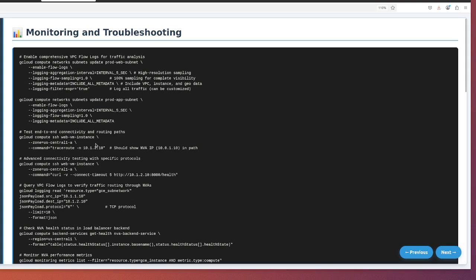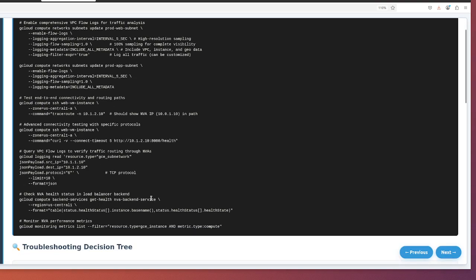The gcloud logging read command shows how to query flow logs to find specific traffic patterns. This query looks for traffic between specific source and destination IPs, which helps verify that your routing rules are working as expected. The backend service health check command is critical for NVA troubleshooting. If instances show as unhealthy, traffic won't flow to them regardless of your routing configuration. Common causes include firewall rules blocking health checks or NVA software not responding properly.